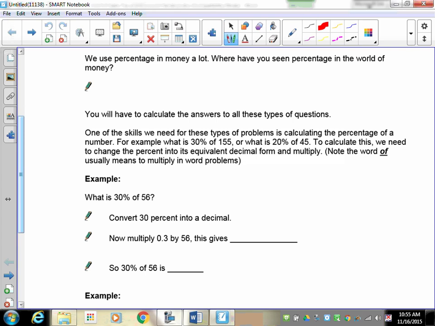These can include discounts, profit, sales, taxes, tips at restaurants. These are all things where you see percentages. Okay, you're going to have to calculate all of them.